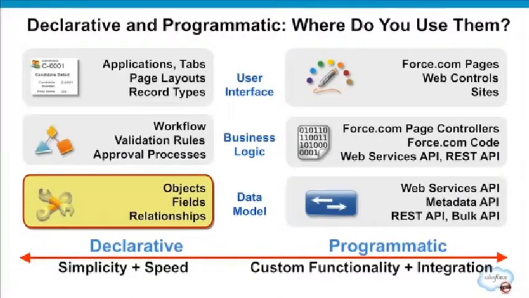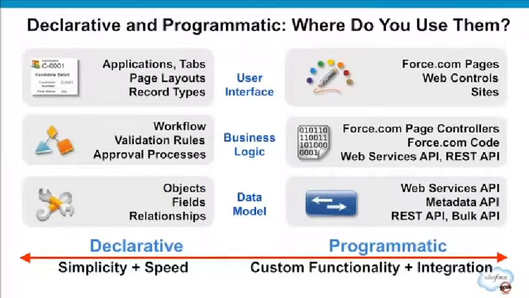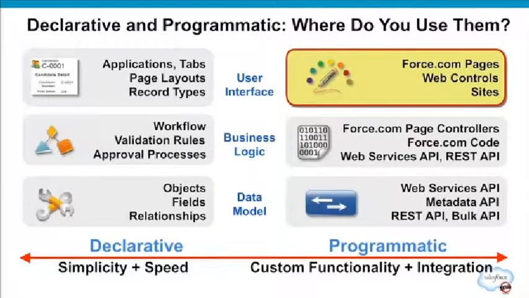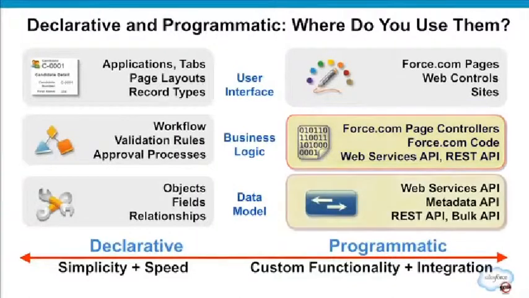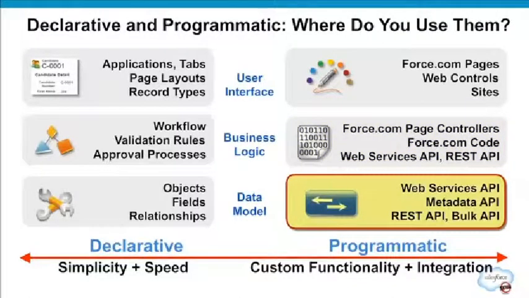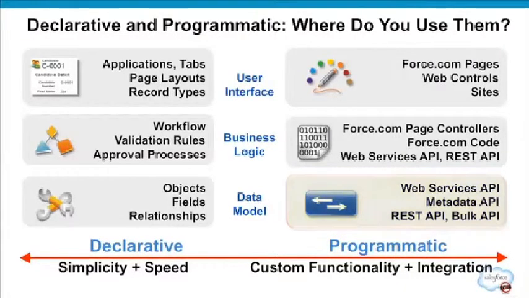relational structure. Over on the right-hand side, we have the programmatic options. So our custom user interfaces are Visualforce pages. Our custom business logic is implemented in Apex. That's going to be our focus this week. And then if you wanted to, you could have an external data model, so we can integrate with external systems using our different API callouts or call-ins.